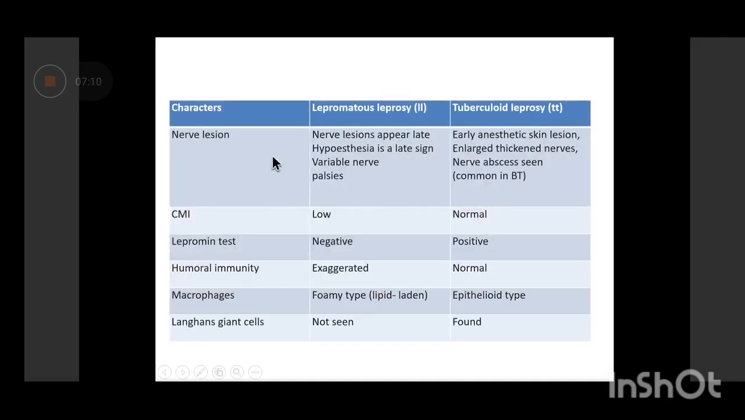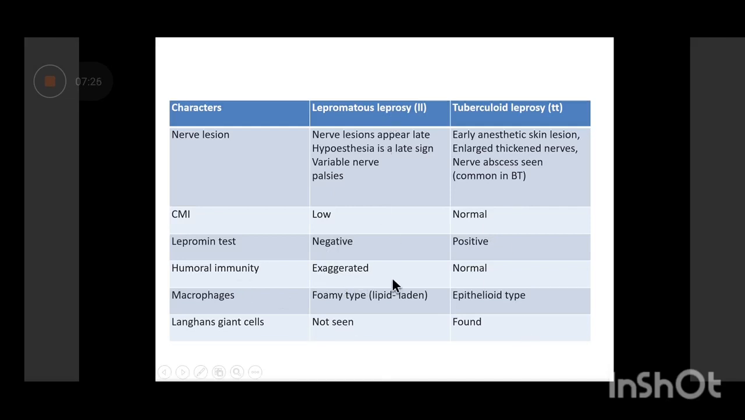Now coming to humoral immunity, it is exaggerated in lepromatous leprosy, whereas it is normal in tuberculoid leprosy.